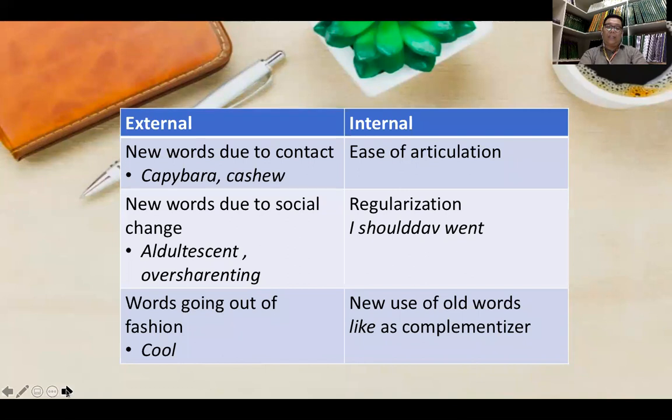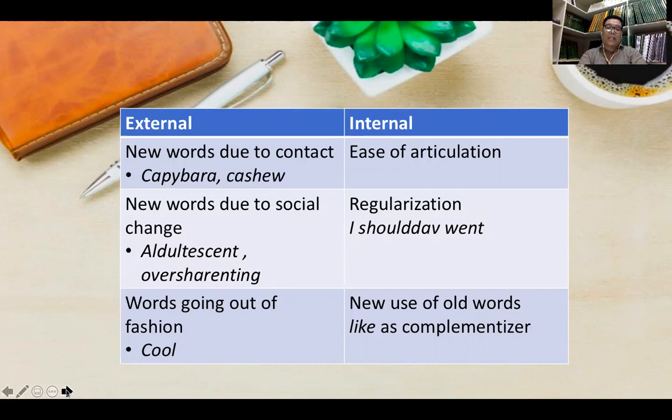To show you clearly the differences between these external and internal changes, this table now contains some information which could help you understand the difference between Old and Modern English. For example, in terms of external changes, there have been new words due to language contact. For example, a culture before went in contact with another culture, and then they communicated or conversed with one another, and then words were taken or absorbed from another culture, and then later on these words were used on a daily basis in their speech community.